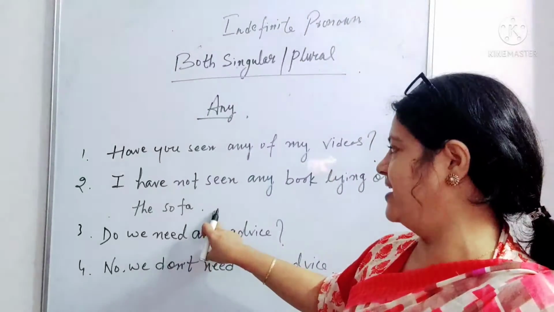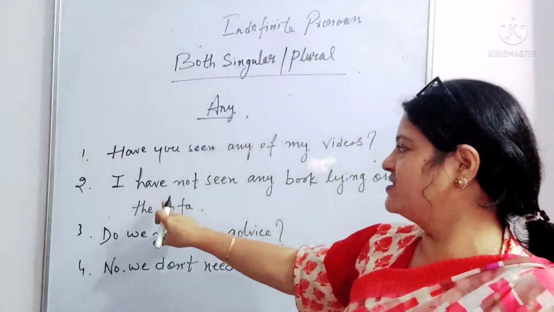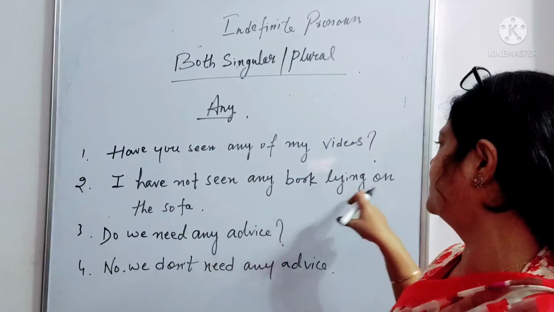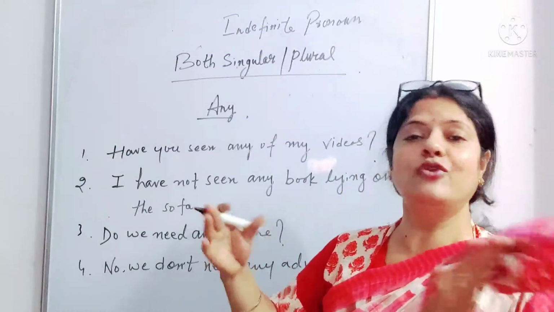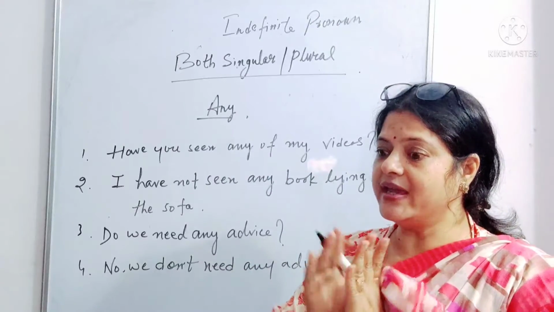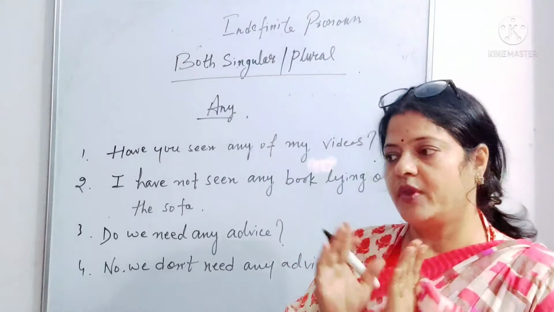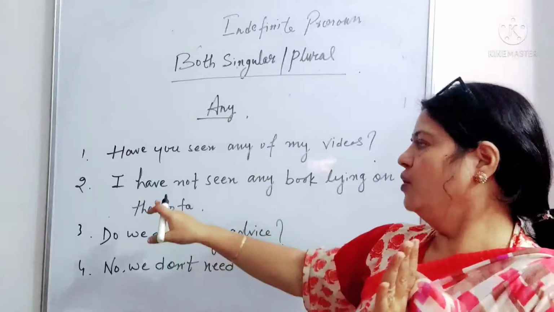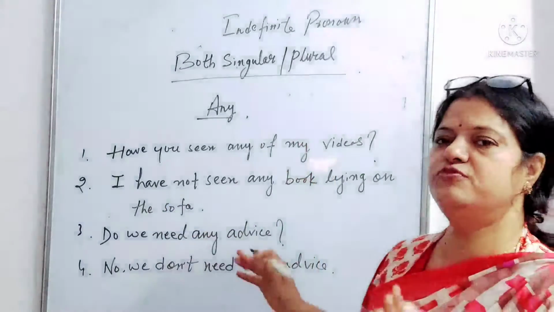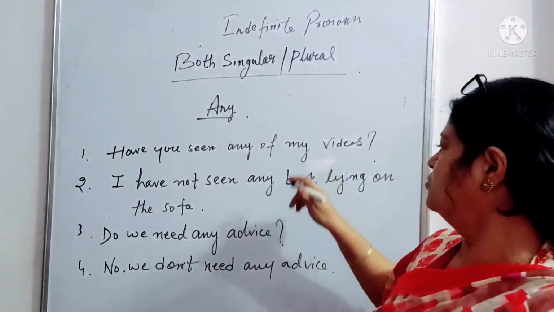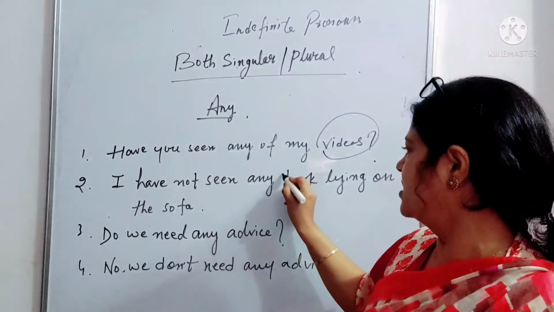Now the next sentence is, I have not seen any book lying on the sofa. Suppose the situation is like this, that I have lost my book and I kept it on the sofa. And now I am asking somebody, have you seen my book? So the person would say, no, I have not seen any book lying on the sofa. So here we see that it can be used for both singular and plural. Here we have used plural videos, and in the second sentence we have used singular book.